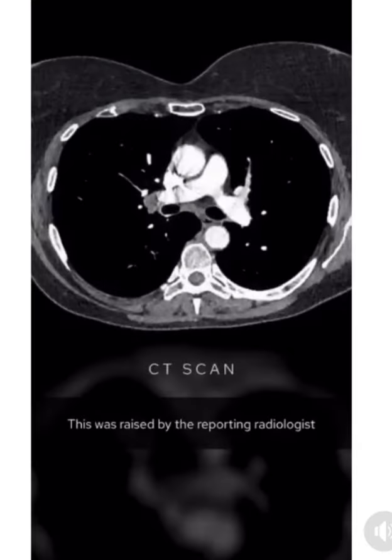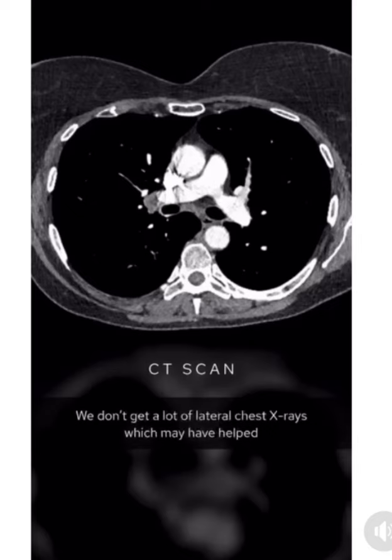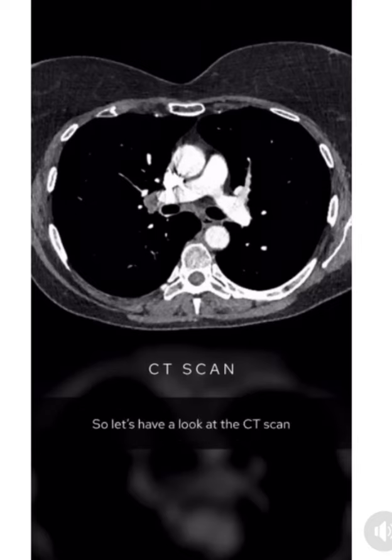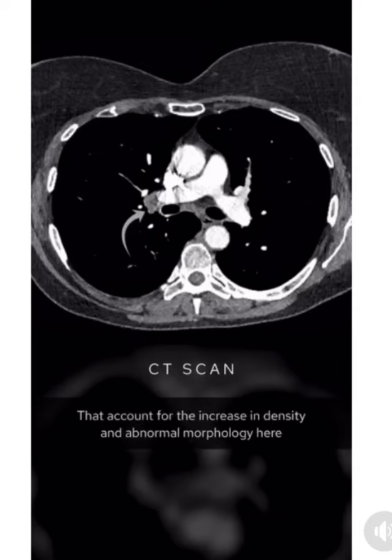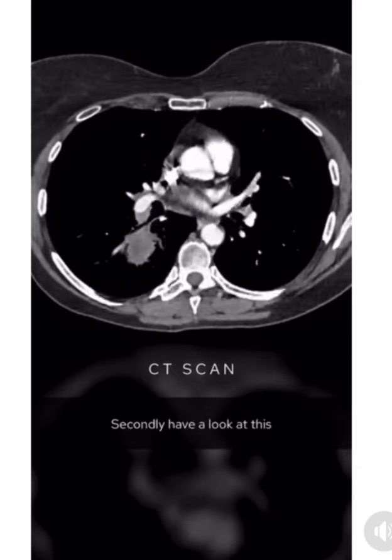This was raised by the reporting radiologist, and unfortunately in the UK we don't get a lot of lateral chest x-rays, which may have helped. So let's have a look at the CT scan. Firstly, we can see there are nodes at the right hilum that accounts for the increase in density and abnormal morphology here. Secondly, have a look at this.